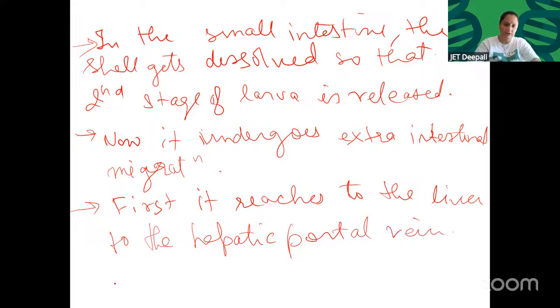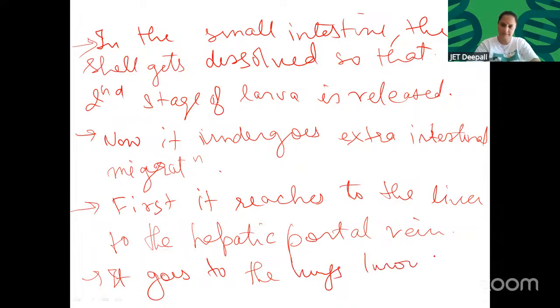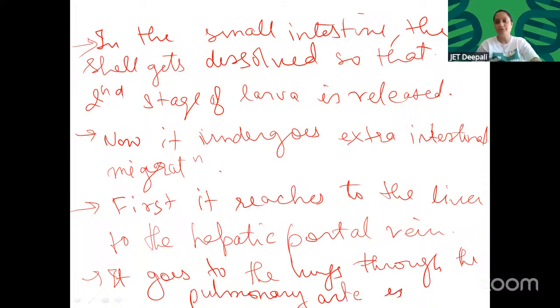It goes to the lungs through the pulmonary arteries. Pulmonary arteries carry the impure blood to the lungs. Okay, the only artery that carries impure blood. Otherwise, all the arteries carry oxygenated blood. Clear?